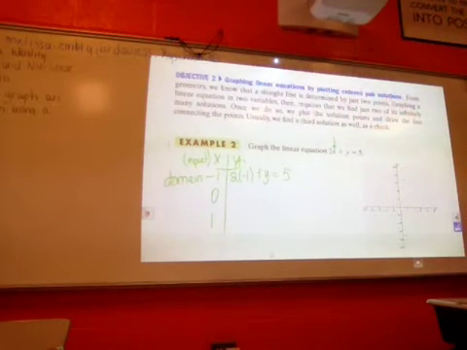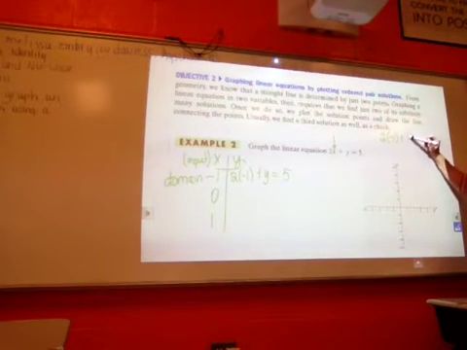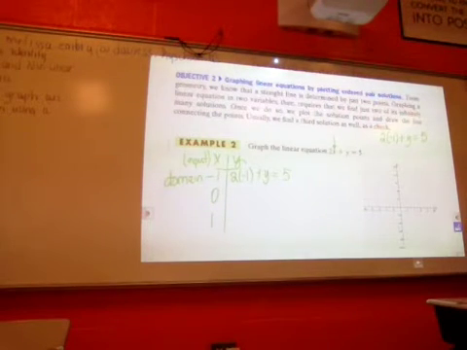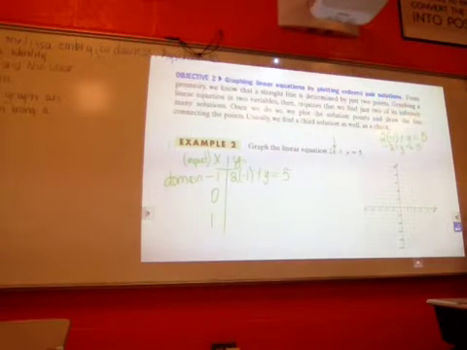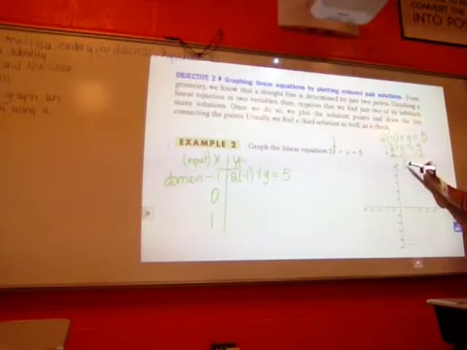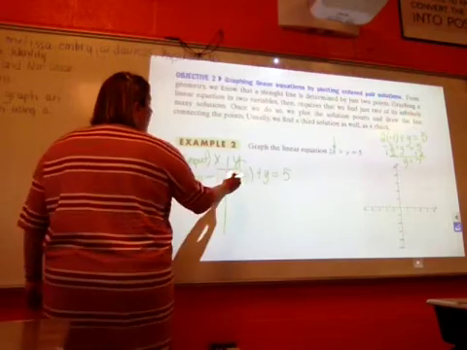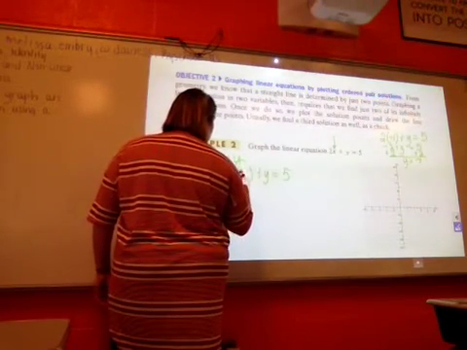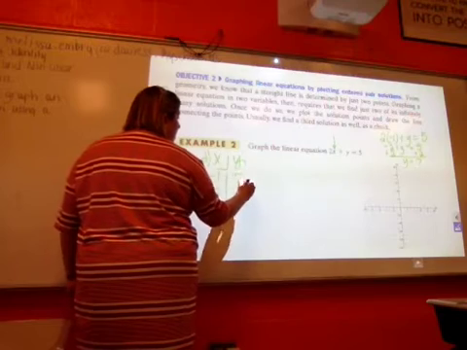Everybody okay with that? Yes, no, or maybe? What are you supposed to do with the Y? I'm supposed to solve for Y. Yay. 2 times -1 is what? -2 plus Y is equal to 5. Now what am I going to do with this -2? Add 2 to both sides. So Y equals what? 7. Okay? So if my input is -1, my output is 7.